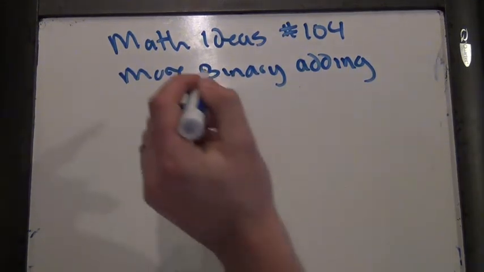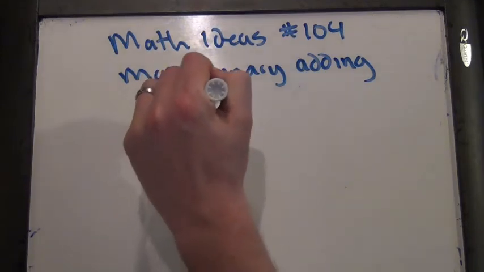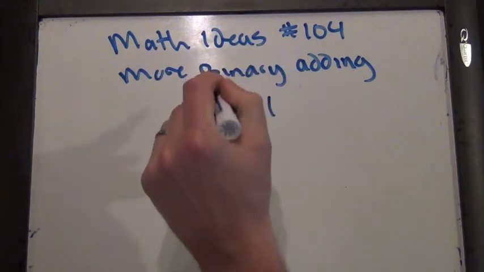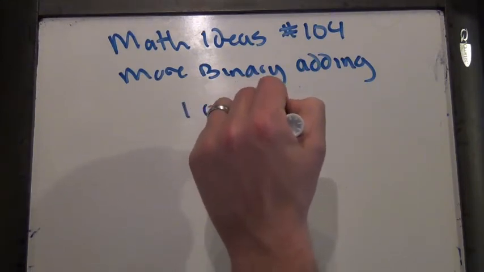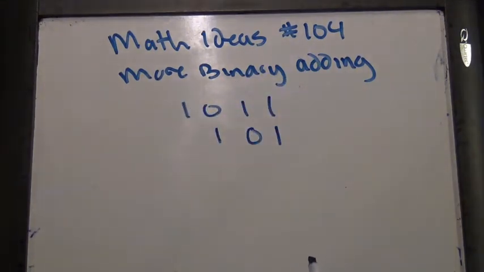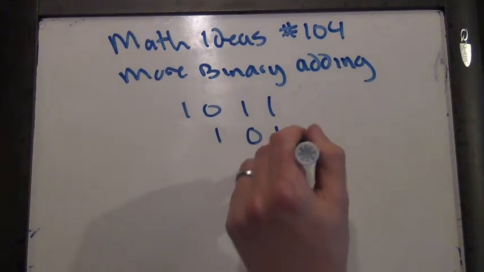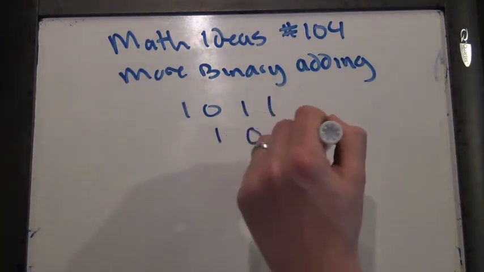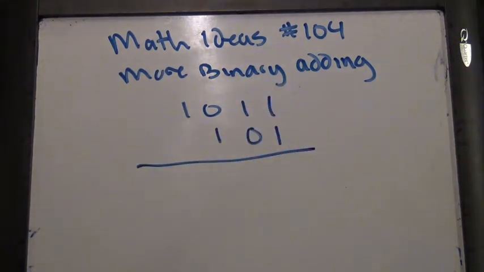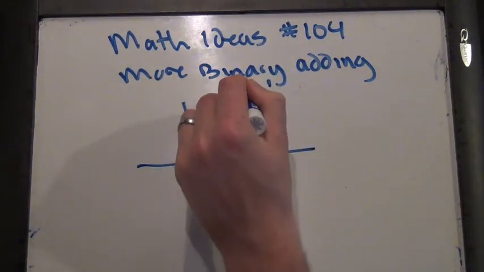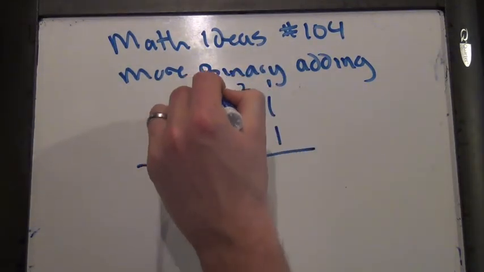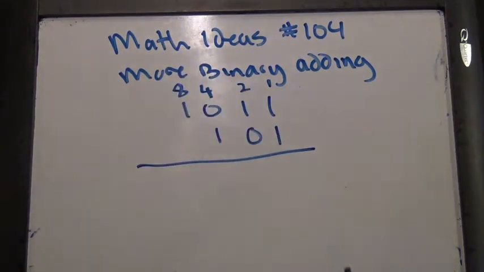So let's look at just a simple example of 1, 0, 1, 1 plus 1, 0, 1. And that actually will be a really interesting example. Okay, and these are all numbers in binary, right? So this is the ones digit. Just to remind you, this is the twos digit, this is the fours digit, and this is the eights digit.